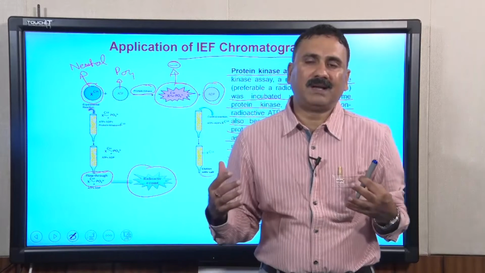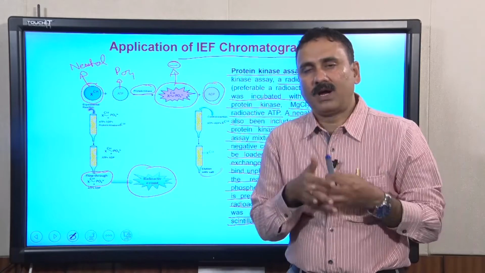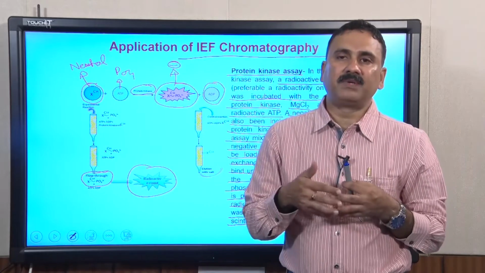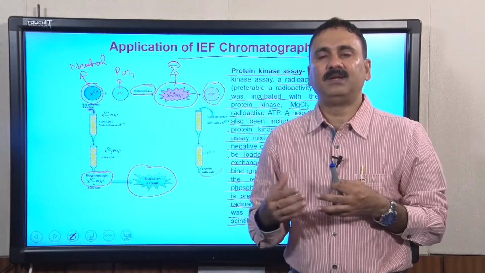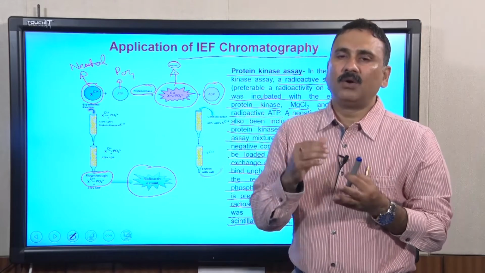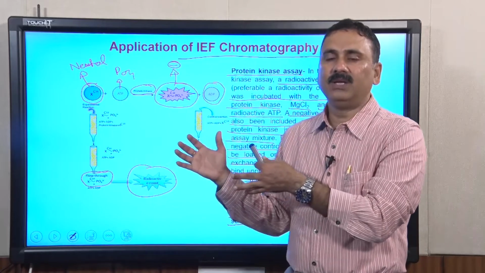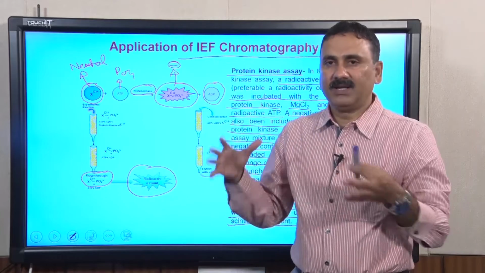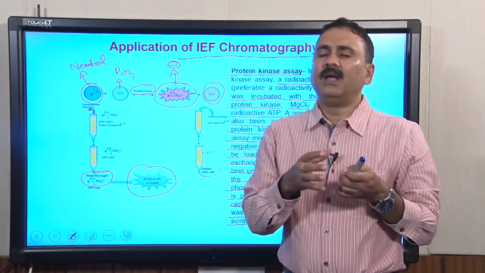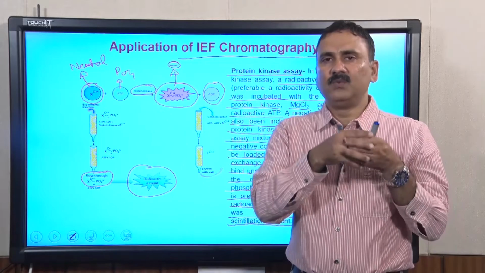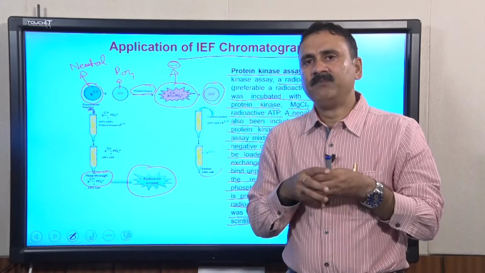So, this is just an example where you allow the modified substrate to flow through the column, and you can measure the modified substrate, and that is how you can correlate it with the activity of that particular protein kinase. But this is not true only for protein kinase. Any reaction where you will see a change in charge could be used.